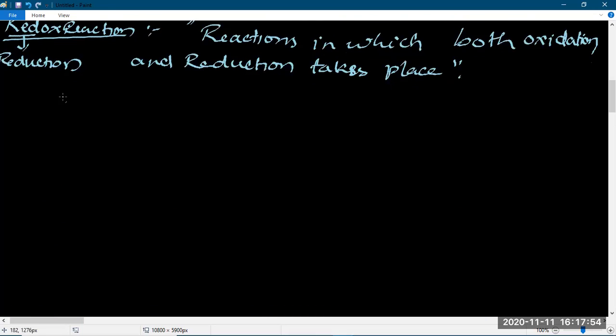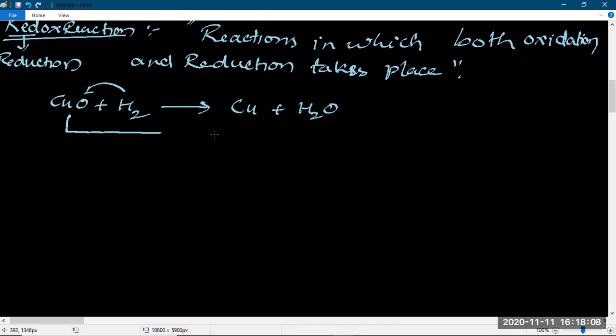Okay, look now, CuO plus H2. So copper oxide, when we pass hydrogen, gets converted into copper plus H2O. Here copper oxide is getting reduced because of removal of oxygen. Copper oxide is converted into copper by the loss of oxygen. Loss of oxygen, that is what we call reduction. Addition of oxygen is nothing but oxidation. Removal of oxygen is nothing but reduction.